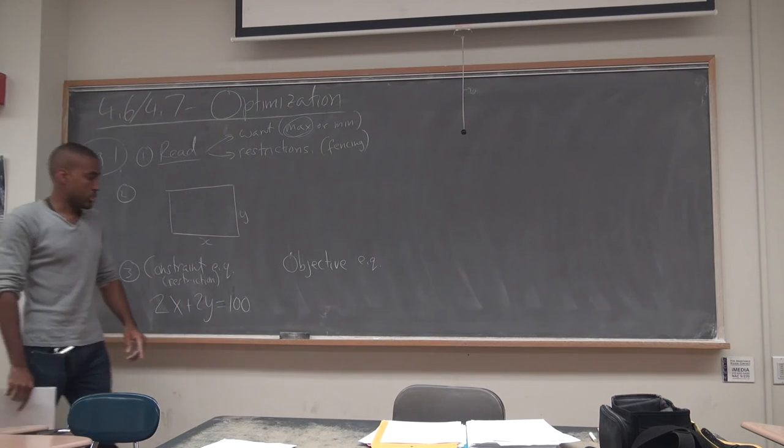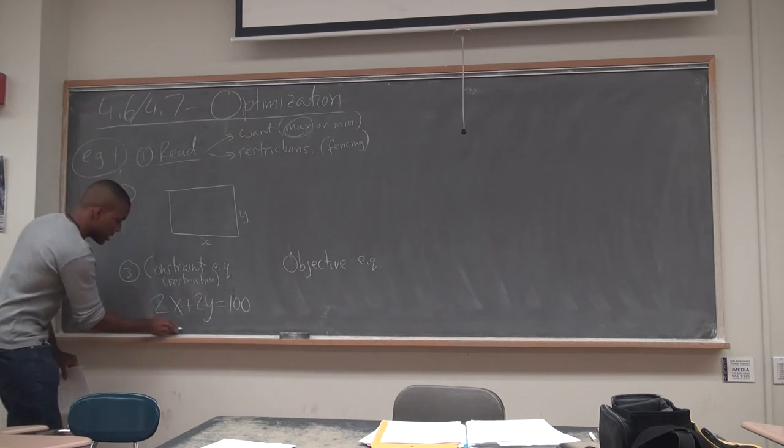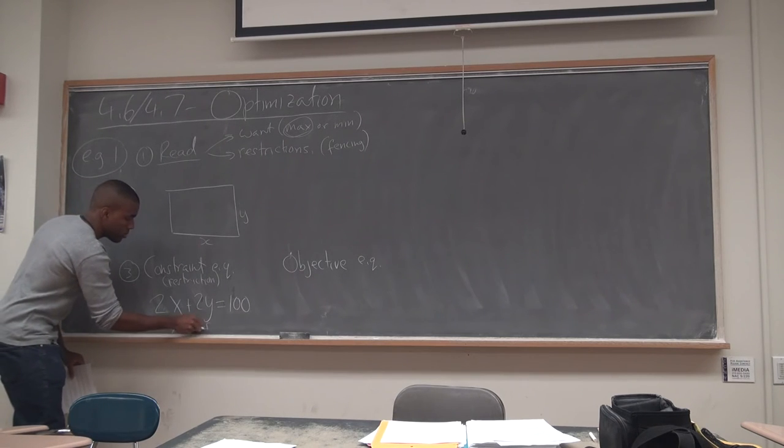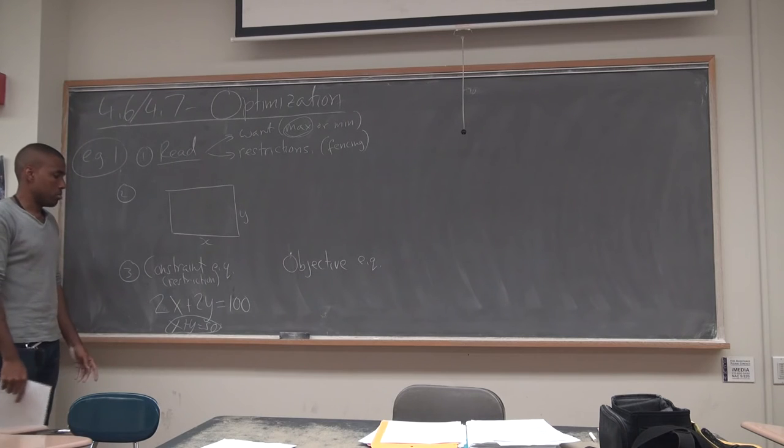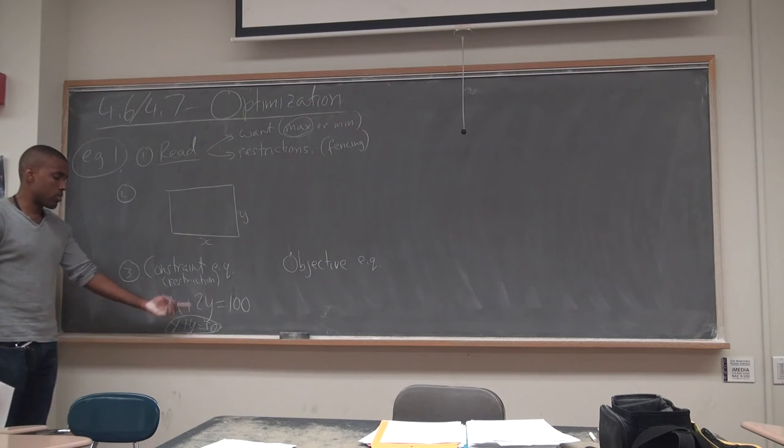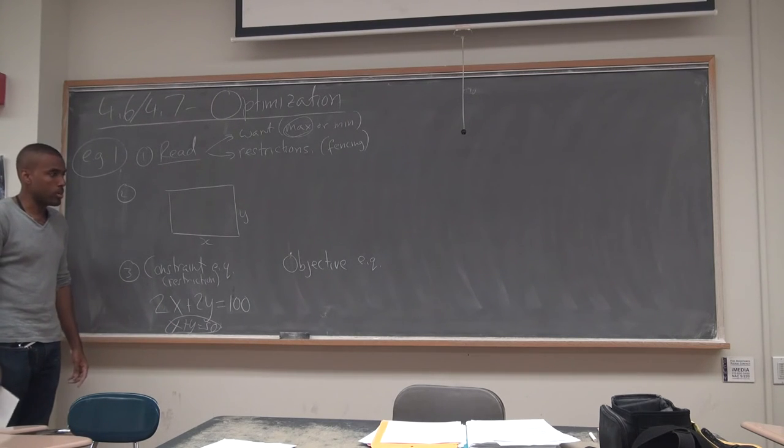Or x plus y equals 50. You can simplify that to say x plus y equals 50. Would simplifying make our life easier, or would it not really make a difference? No, you're going to have to solve for one anyway. It'll work out anyway. But yeah, you can look at it that way.